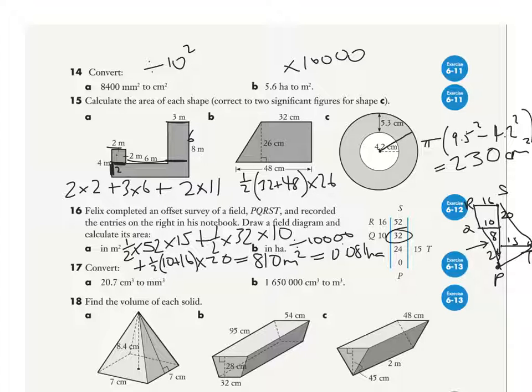Right, convert centimeters cubed to millimeters cubed. So centimeters to millimeters, we need to times by 10, but because it is volume, we cube. Centimeters to meters, we normally divide by 100, but again, it's cubed.